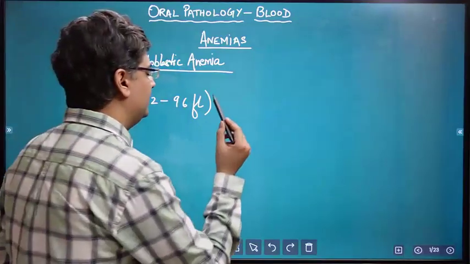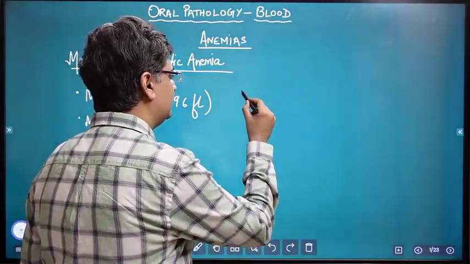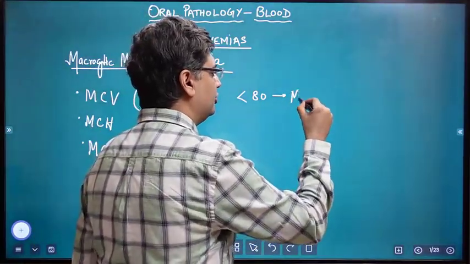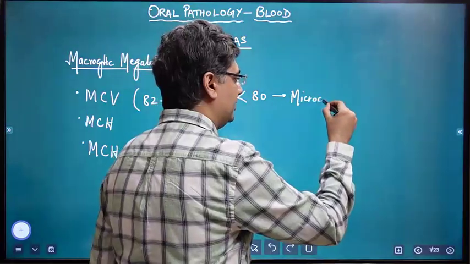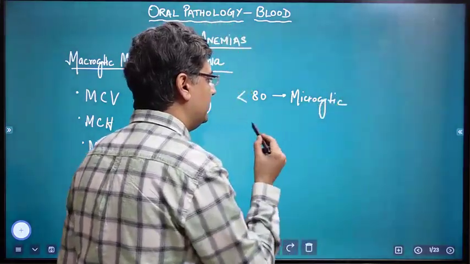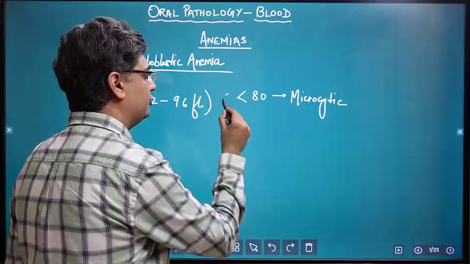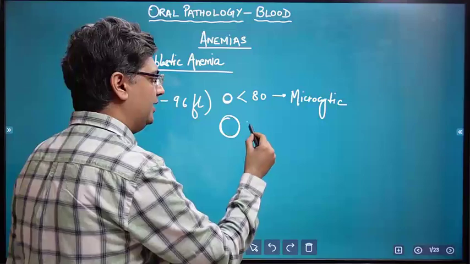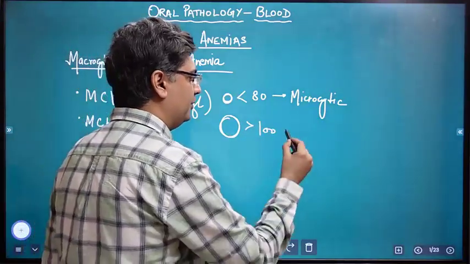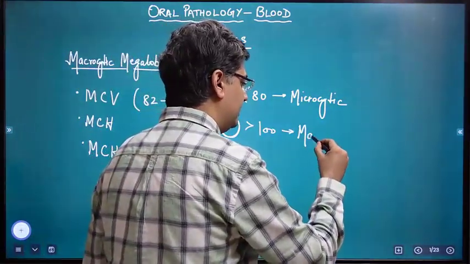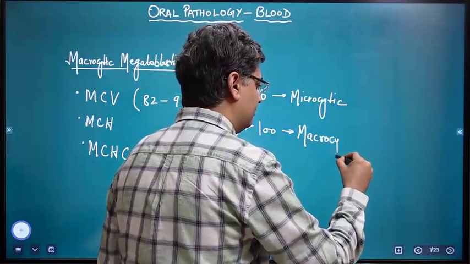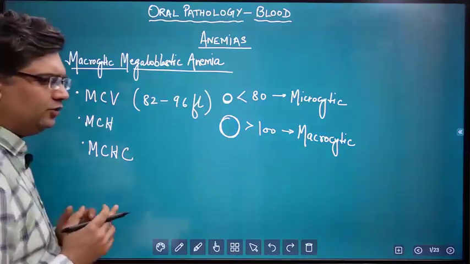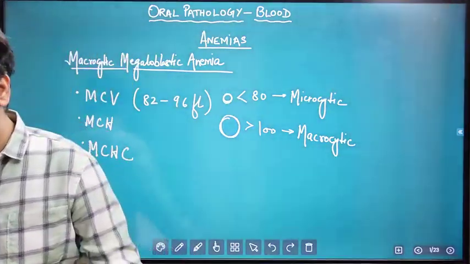Now, if the RBC size is less than 80, then the cell is considered to be microcytic. And if the size is quite large, let's say greater than 100 femtoliters, then the cell is considered macrocytic.